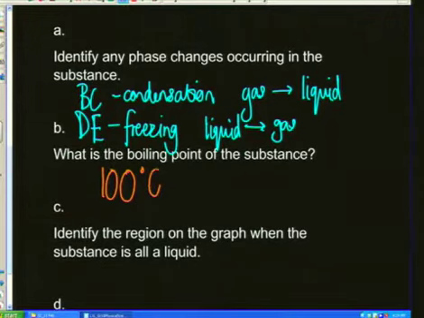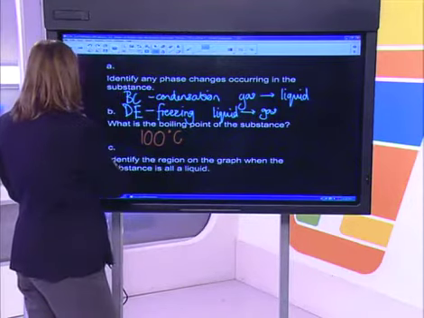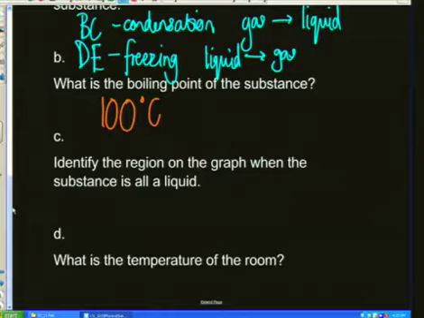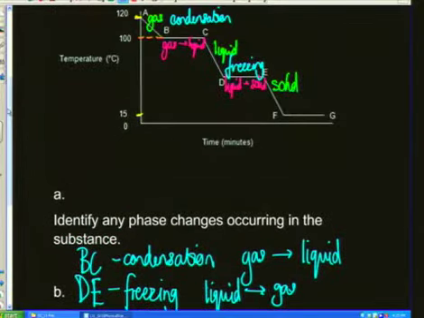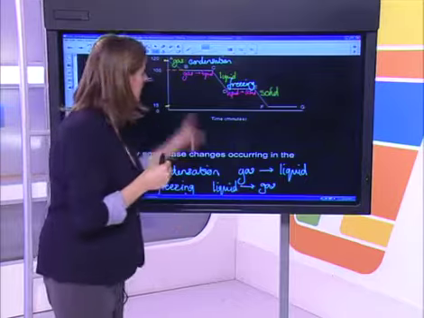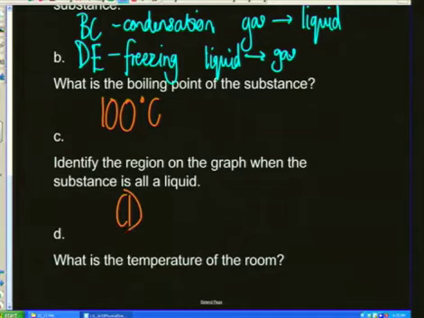Now, water has a boiling point of 100 degrees Celsius, but we can't just assume that this thing is water. We'd have to read off quite a few more points before we could identify that. Identify the region on the graph when the substance is all a liquid. Okay, so where on this graph is it all a liquid? Well, from B to C, it changed from gas to liquid. From C to D, it should all then be a liquid, and that's how we would notice the temperature is dropping as this thing is cooling. But remember, it won't drop until all of that substance has changed. So it must be from C to D. So my answer here must be CD. It is all a liquid.